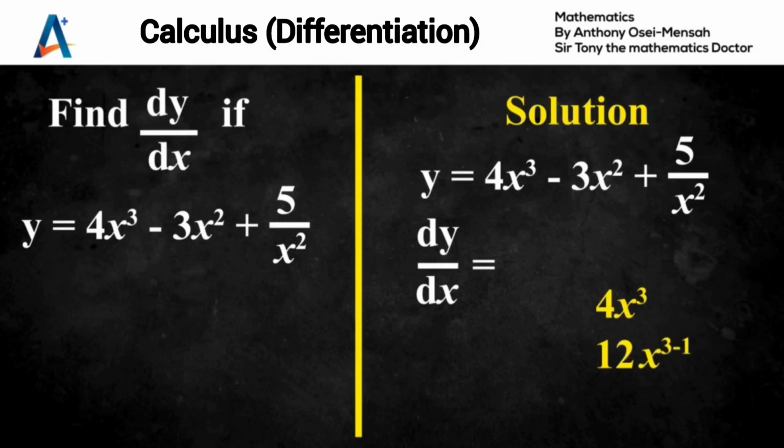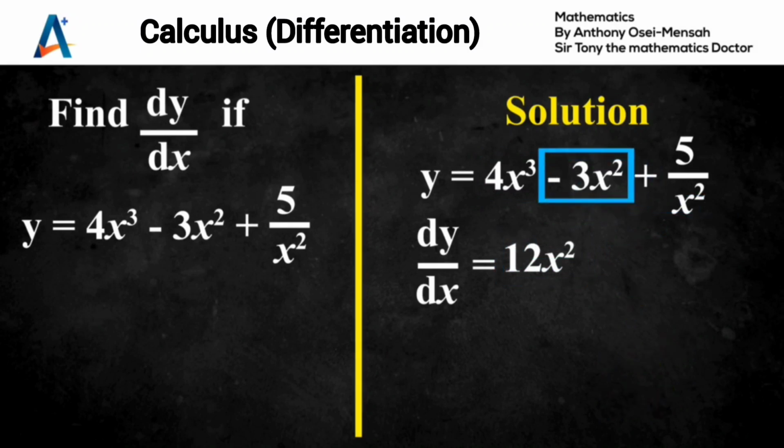So it will become x raised to the power 3 minus 1. And x raised to the power 3 minus 1 will give us x raised to the power 2, because 3 minus 1 is 2. So I'll end up getting 12x squared. So when you differentiate 4x cubed, you will get 12x squared. So let me just bring 12x squared. So that means that is the differentiation of 4x cubed. It is 12x squared.